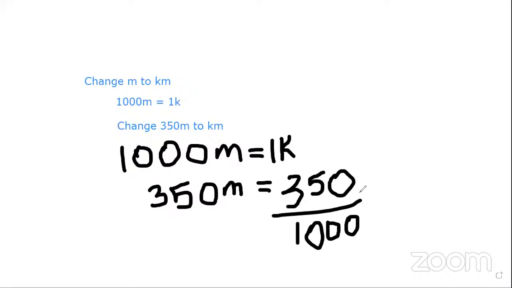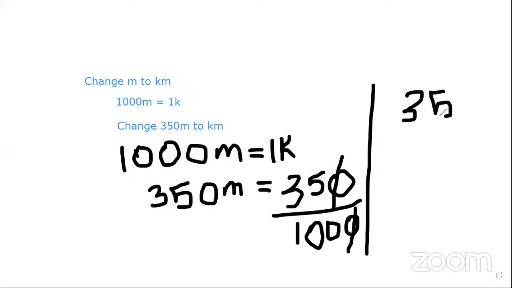So we have been given 350, so we are dividing 350 by 1,000. We can divide 350 by 10 so that we cancel this 0, it remains 35. Then also 1,000, we divide by 10, we cancel this 0, it remains 100. So in this case, you have 35 out of 100.